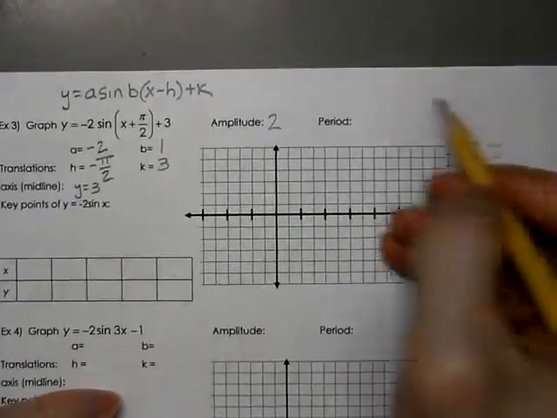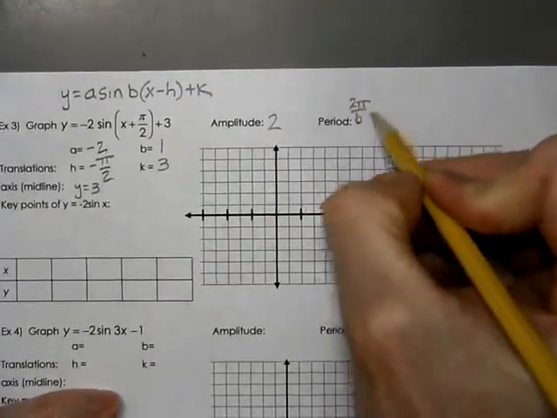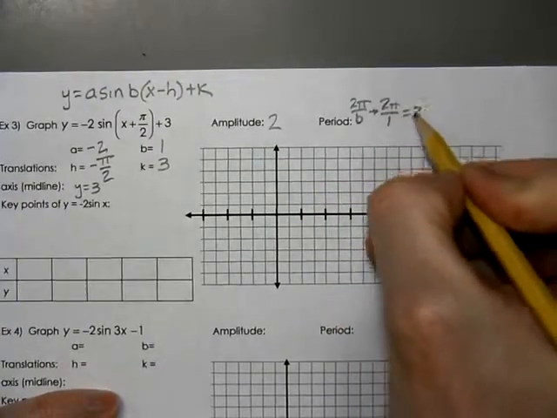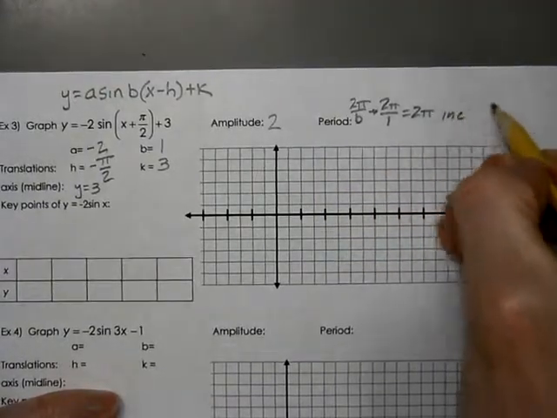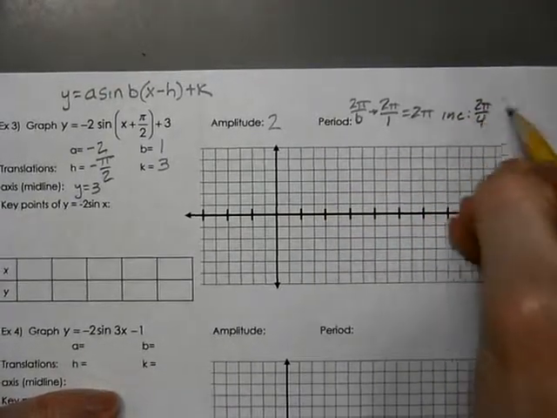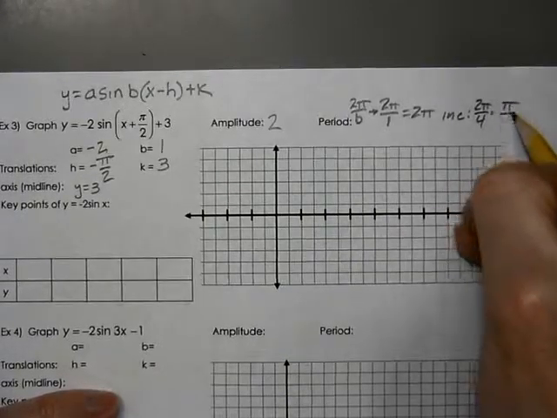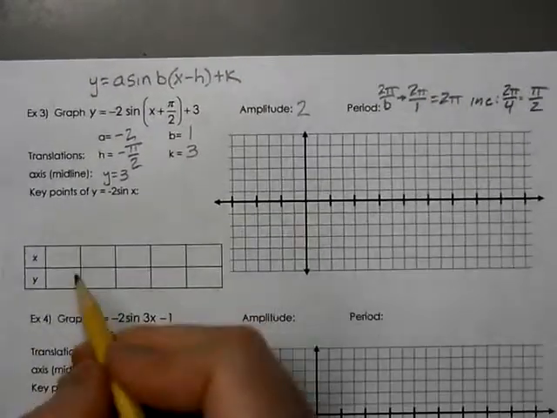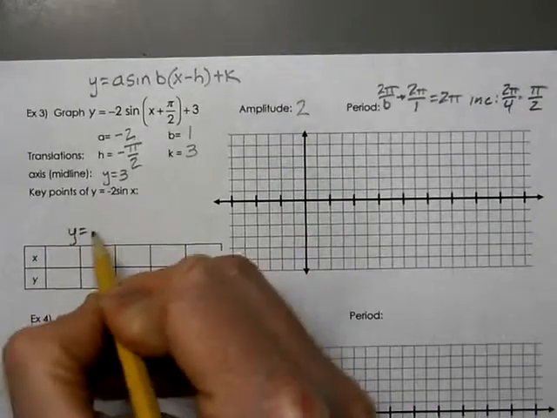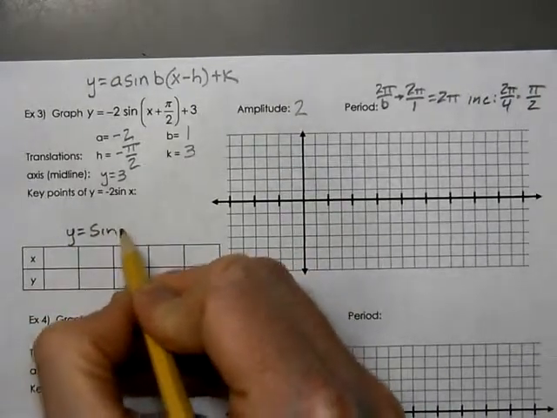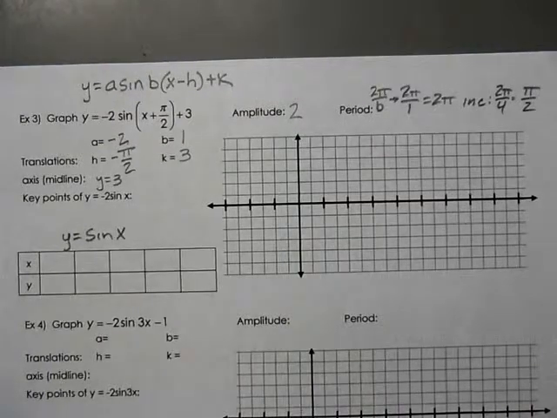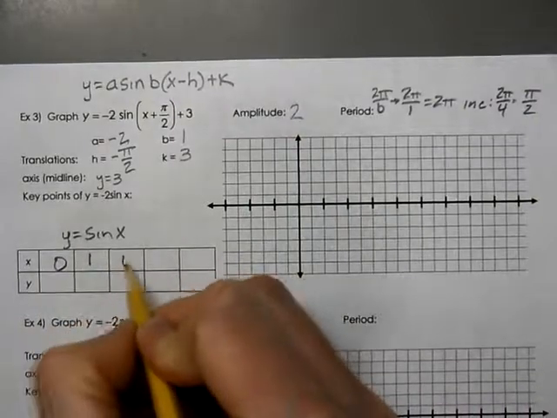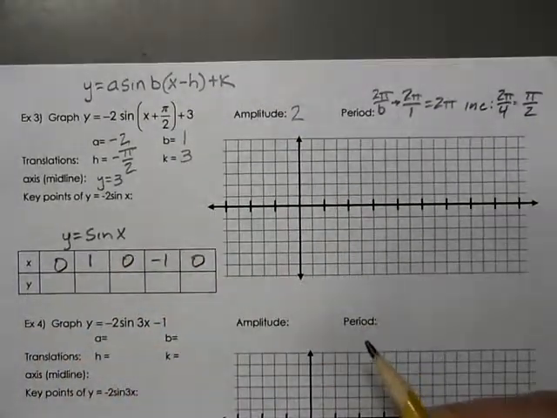For us to calculate the period, we're going to start with 2 pi divided by b. So 2 pi divided by 1 is just 2 pi. So we know the increment is going to be 2 pi divided by 4, which is pi over 2. That's our standard scale. So we'll be working with the graph of sine of x. B's 1, so 1x, 0, and then 1, 0, negative 1, and back to 0.